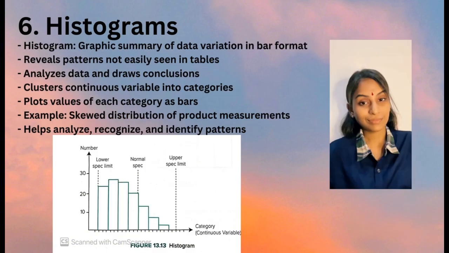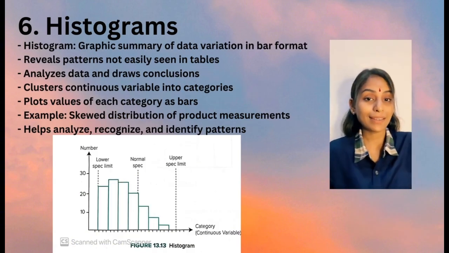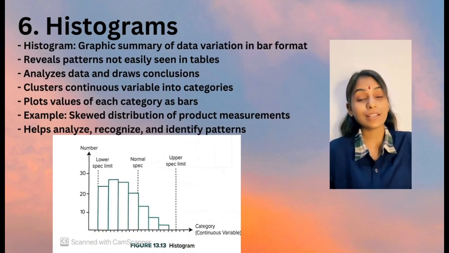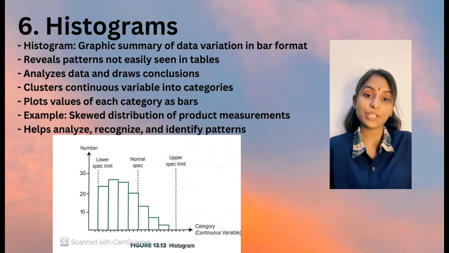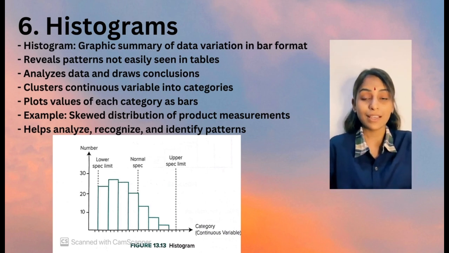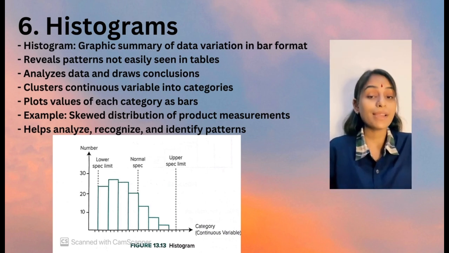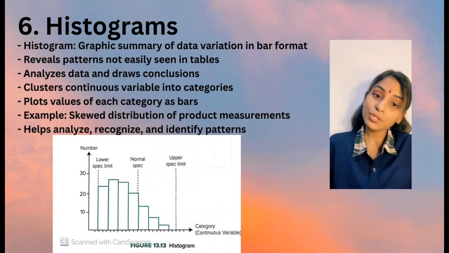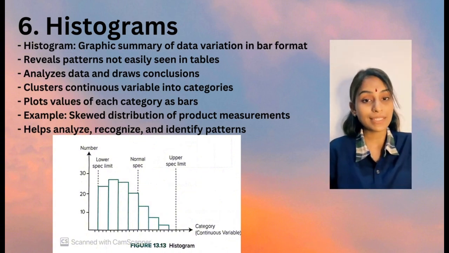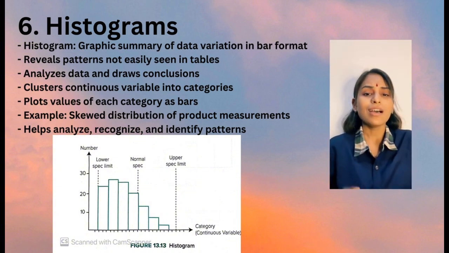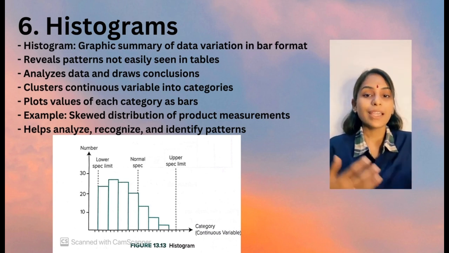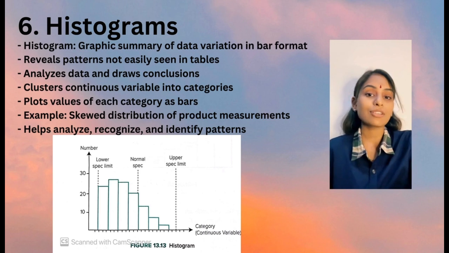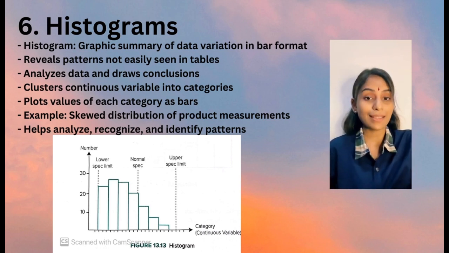A histogram is like a graph made of bars that shows us how data is spread out. It's like taking a big list of numbers and turning it into a picture that helps us to see patterns. For example, if we are measuring products and most of them fall within certain limits, the histogram can show us if there are unusual patterns in how they are distributed. It's basically a way to make sense of a bunch of numbers at a glance.